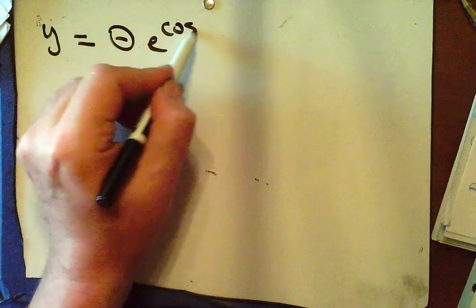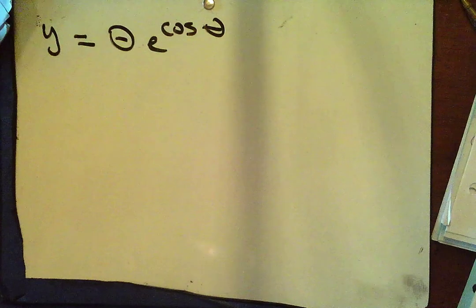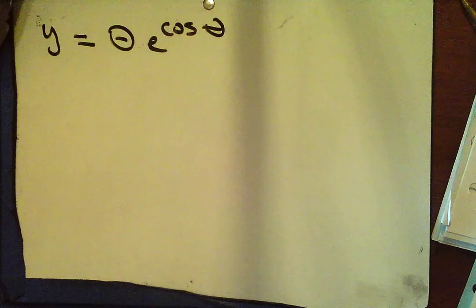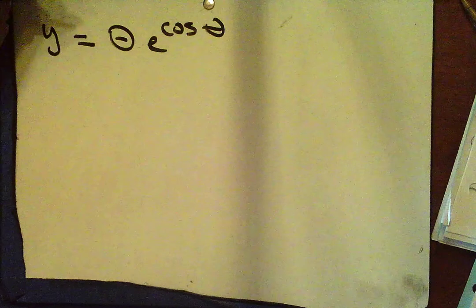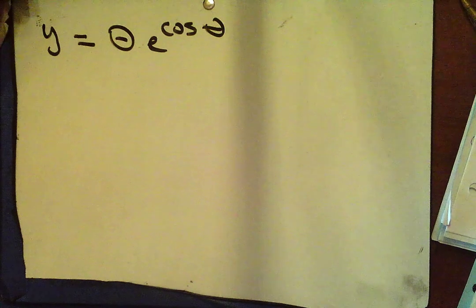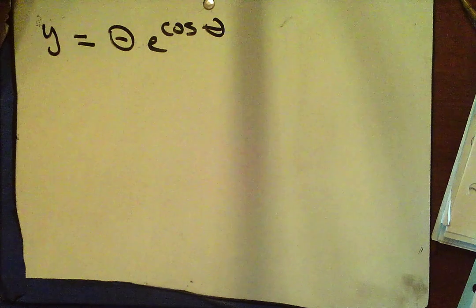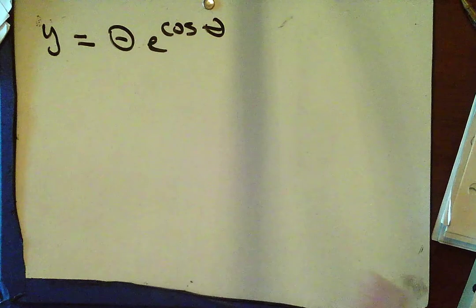Okay, so here we go. y equals theta e to the cosine theta. If we were in class, we'd be doing these on high-speed whiteboard problems. So go to it. Oh, what is it that I want? Yeah, I want to know the derivative in each case for all the rest of the problems. Okay?